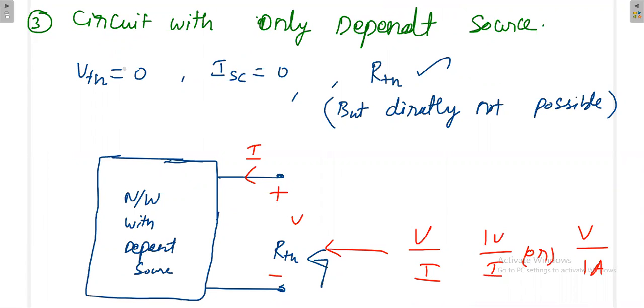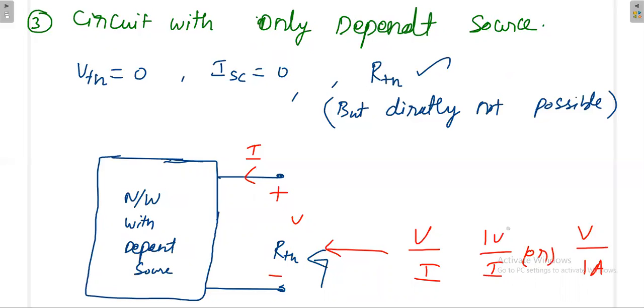So V Thevenin will be 0, I short circuit will be 0. So simply the network will be replaced by R Thevenin. And also you cannot directly find this R Thevenin because of the presence of the dependent sources. So we'll use the test voltage or test current method. If you apply V, if the I current is drawn, then the ratio is called R equivalent.